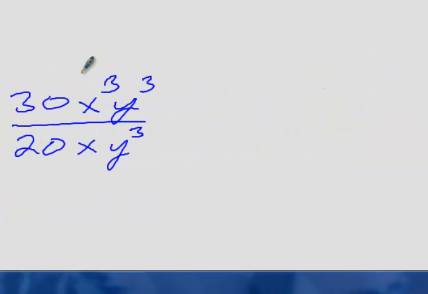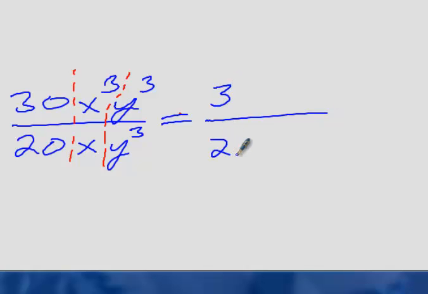So we basically have 3 different bases that are in use here. We have the whole numbers, we have the x's, and we have the y's, right? Okay, so 30 over 20, can that be reduced? Okay, to what? 3 over 2. So I still have a 3 on top, and I'll have a 2 on bottom. What about x cubed over x?